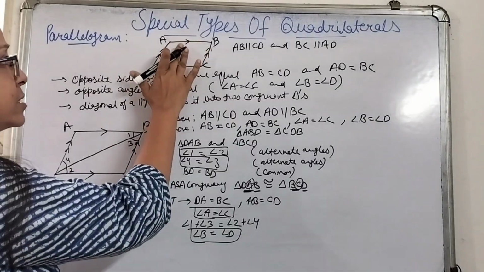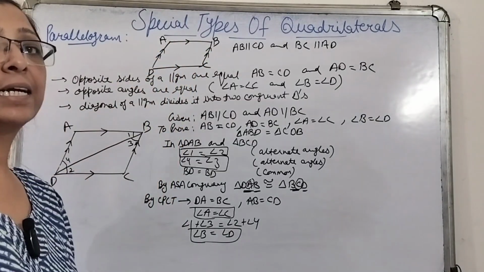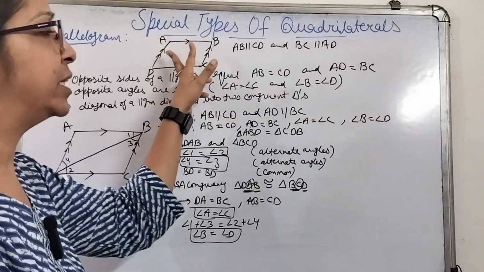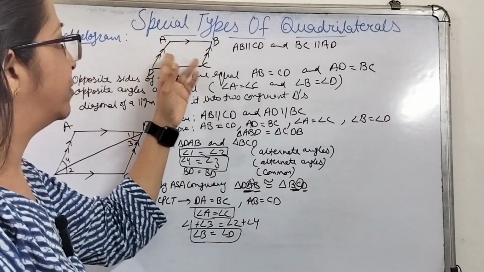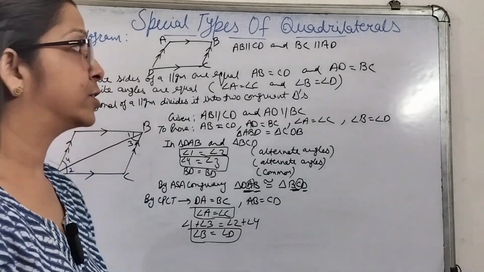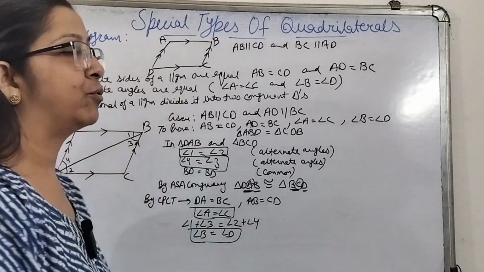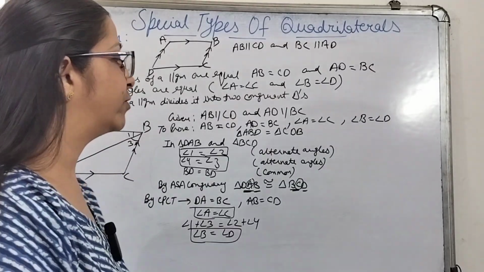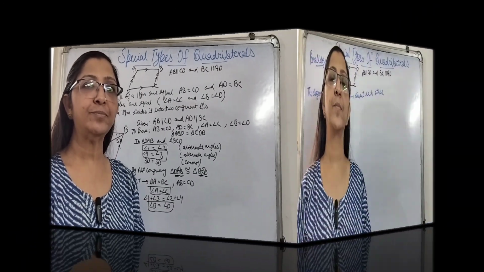But if this is the case, then we can automatically conclude that the opposite sides will even be equal, opposite angles will even be equal, and the diagonal will be dividing it into two congruent triangles. All these are the properties of a parallelogram. There are some more properties of a parallelogram that we will be learning in this video.